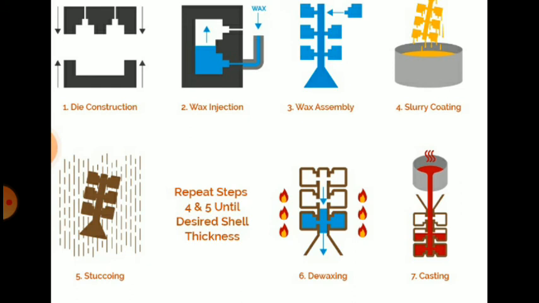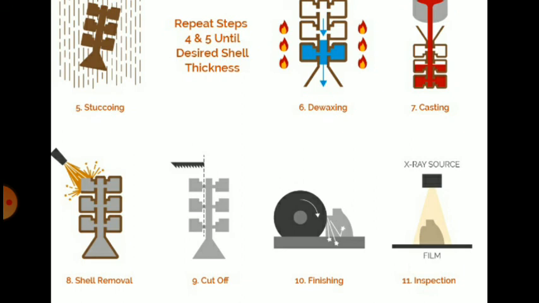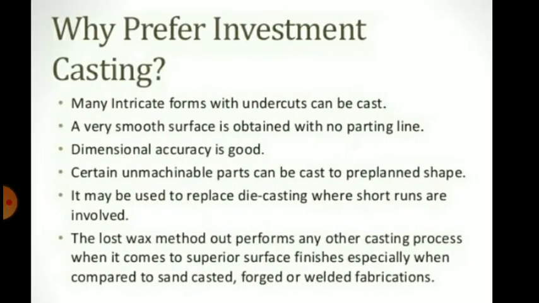After heating in the oven, the wax is melted, and after inverting the mold, the melted wax is removed from the mold. After removal of the molten wax, the cavities are formed inside the flask, and then the molten metal is poured into the casting. Then there is the knockout process. You can see the shell removal, then the cutoff, that is cutting of the gates, runners and sprue, then the finishing process, and then inspection is carried out.